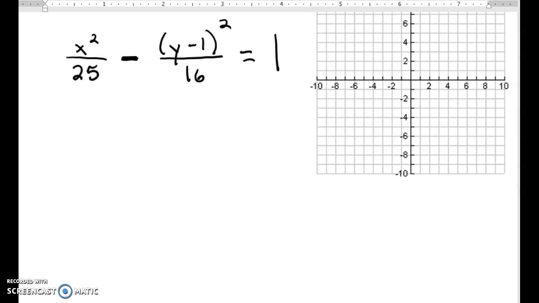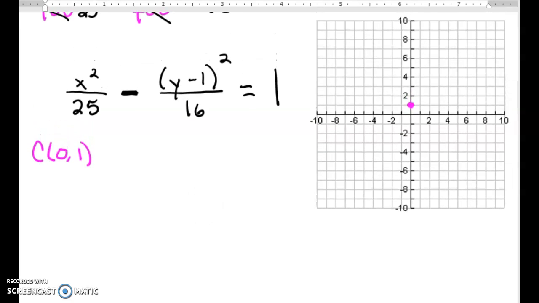I've got my graph paper and now I'm ready to start. So my center is (h, k). h is always with x, so h is 0. k is always with y, so k is 1. So I'm going to go to (0, 1) and put a dot. That is the center of my hyperbola.